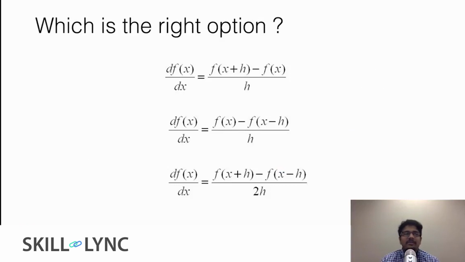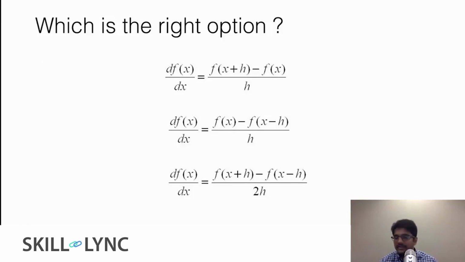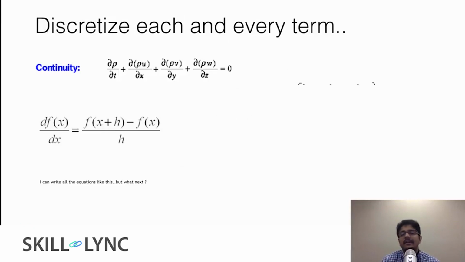One thing you need to remember is that the process of discretization is not that simple. To compute the same slope, you can employ different expressions. You can use a forward difference technique, a backward difference technique, or a central difference technique. Each and every term can be discretized in a similar way, using the approach that we learned.